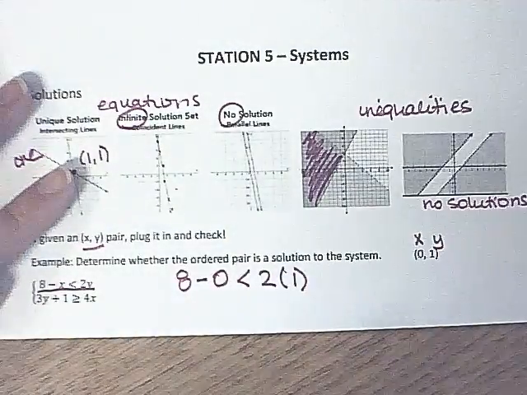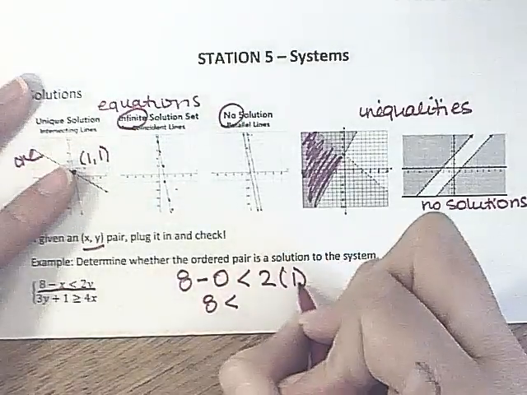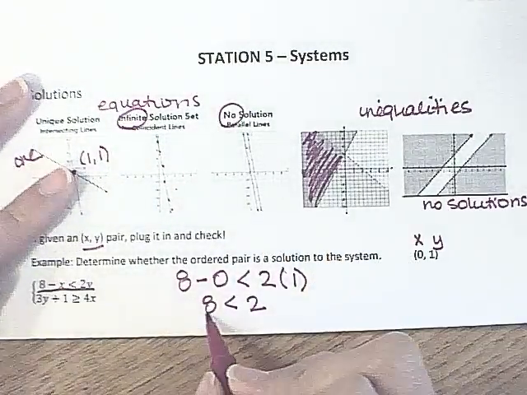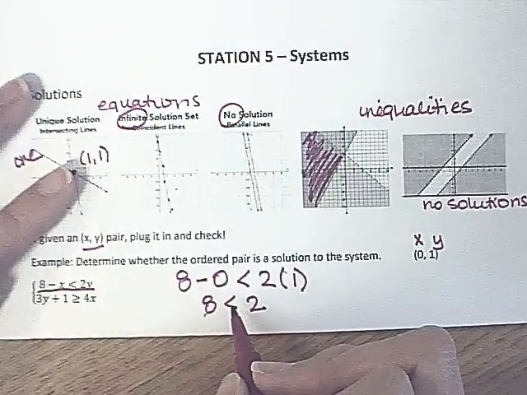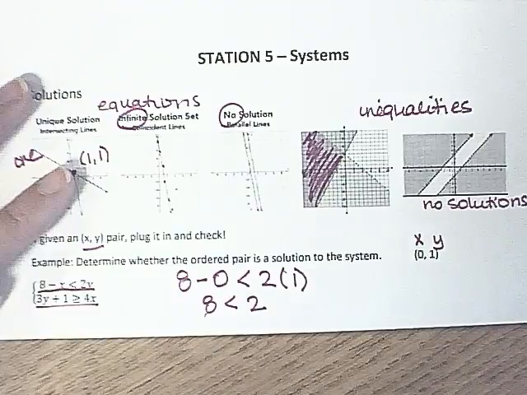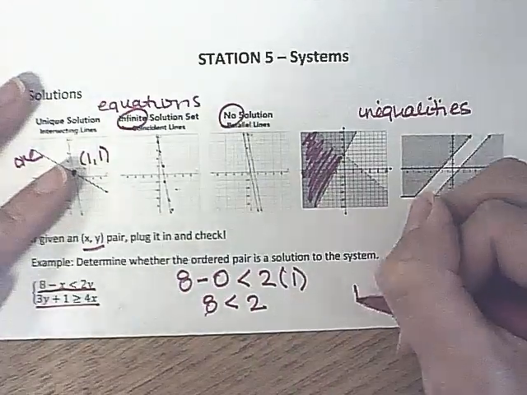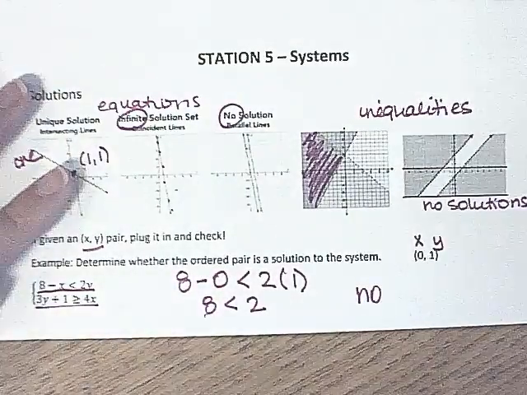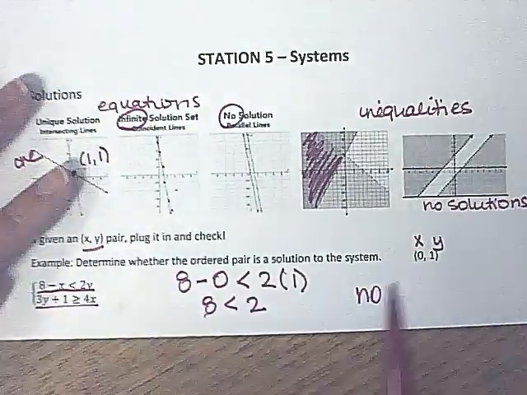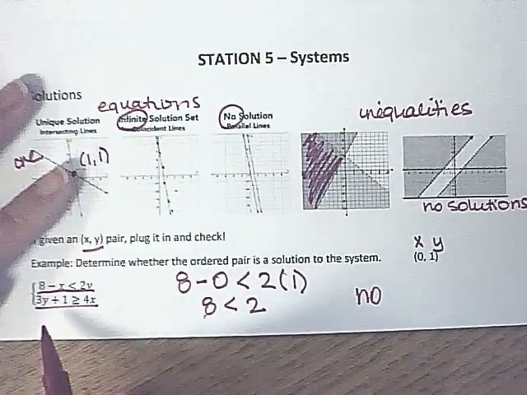And then I need to carry out that operation. So 8 minus 0 is 8, is less than 2 times 1, which is 2. Is 8 less than 2? No, it's not. So normally, I would check this one as well, but because I know that this is not a solution to the first one, it's definitely not a solution to both, and I can stop right there. (0, 1) is not part of the shaded region of these two inequalities.